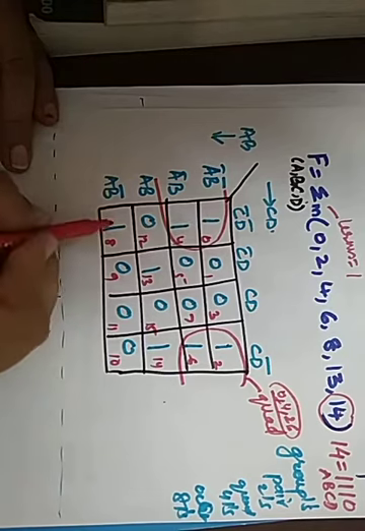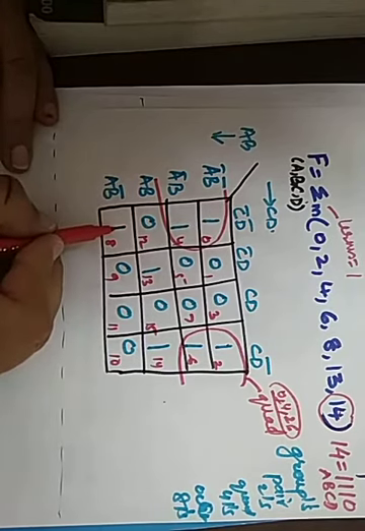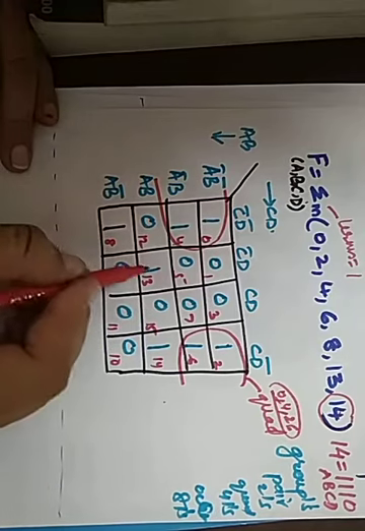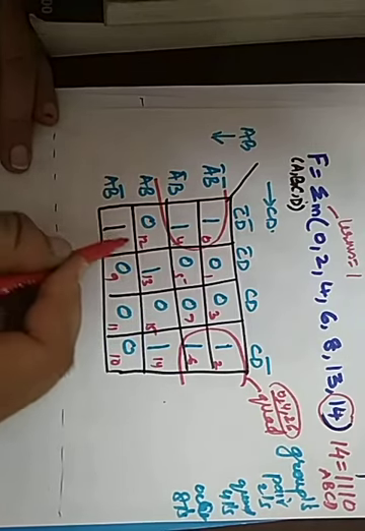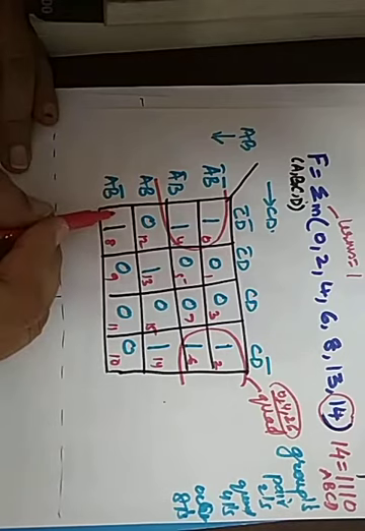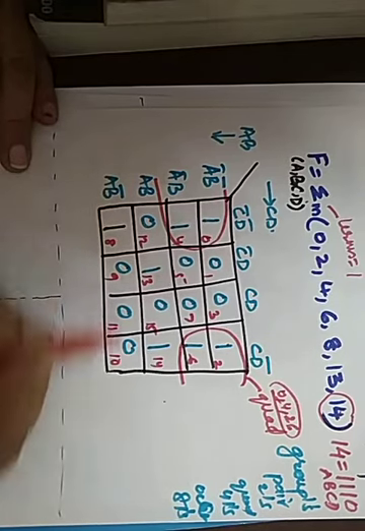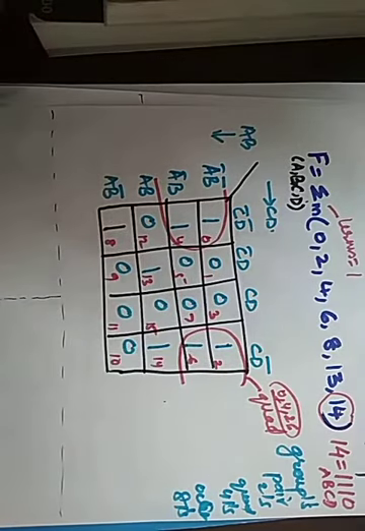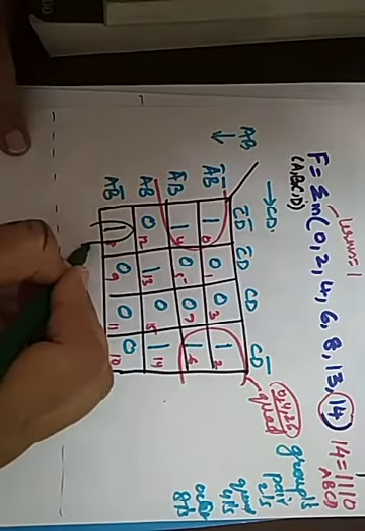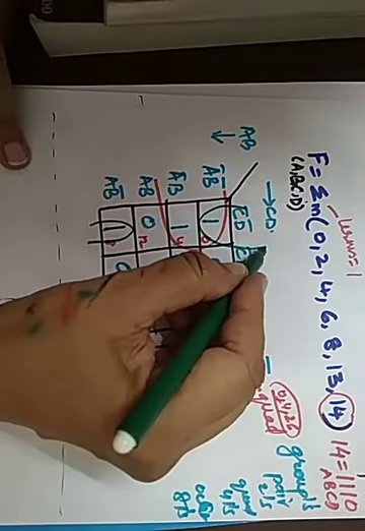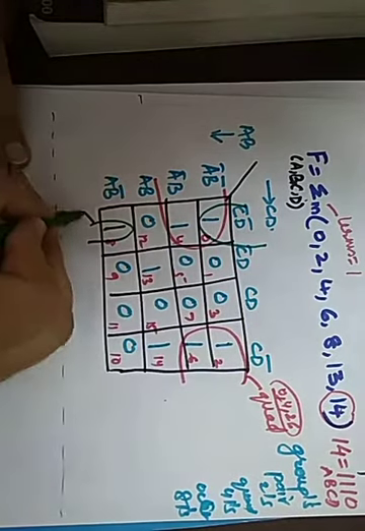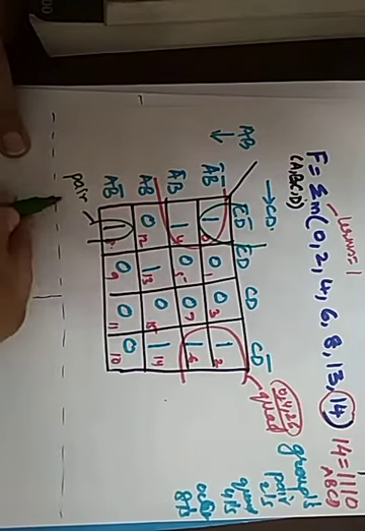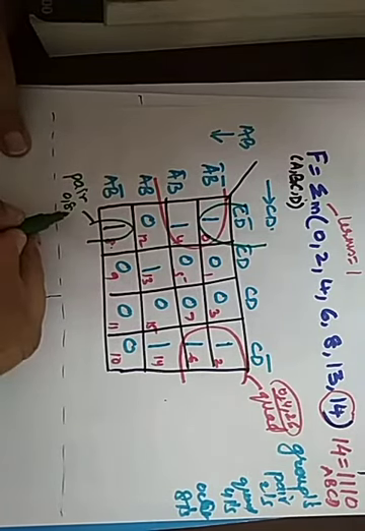Okay, what are we left with? Any 1 left? Yes, there is a 1 here. This one has no 1 near it. Diagonally you cannot group, only horizontally or vertically. But you can find a 1 over here, this one from this side and this one from this side. These both form a pair. So this is 8 and 0. So 0 and 8 form a pair.